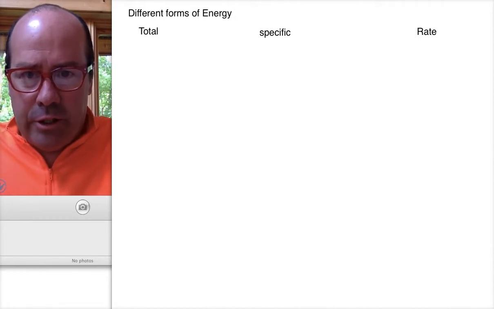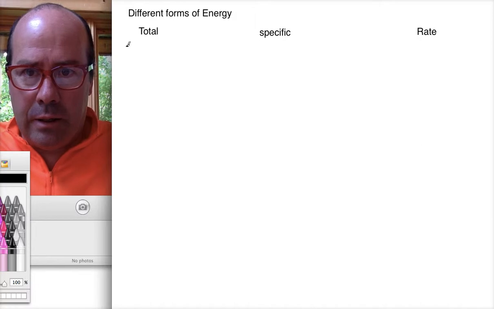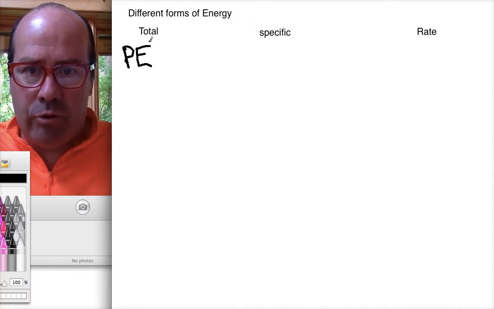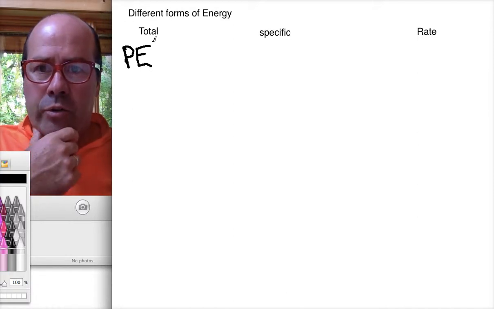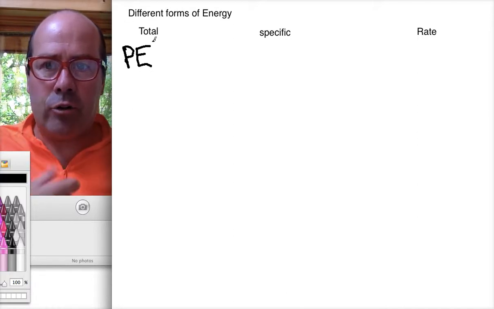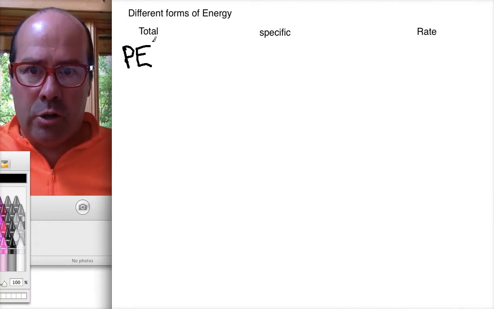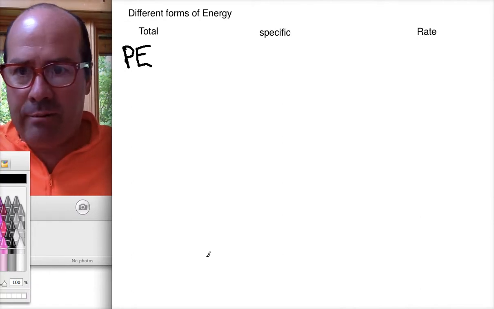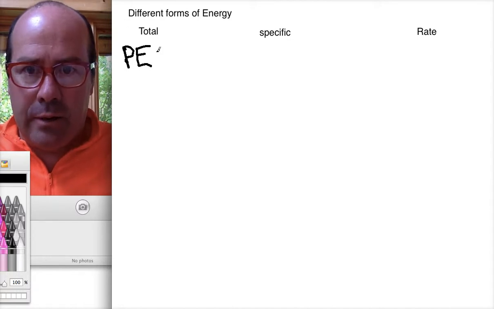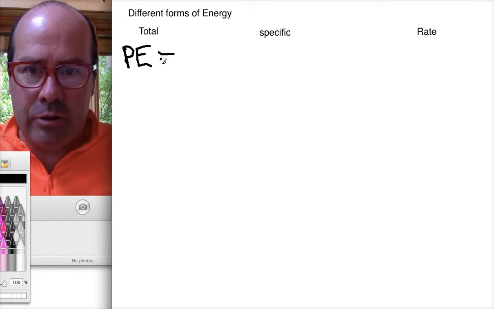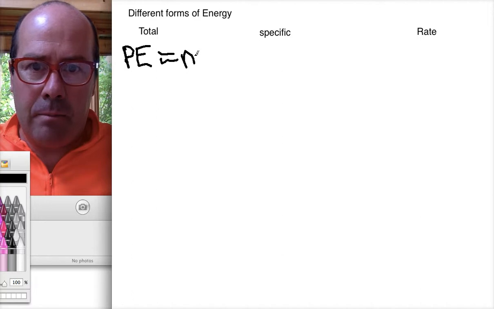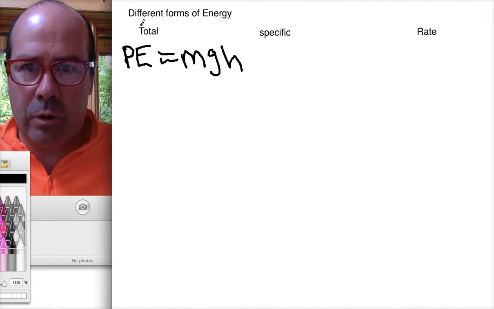So total energy is the form that we're most familiar with. We use the capital letters to show total energy, and so I have potential energy, and then the equation for potential energy would be mgh. So we're doing total energy here.